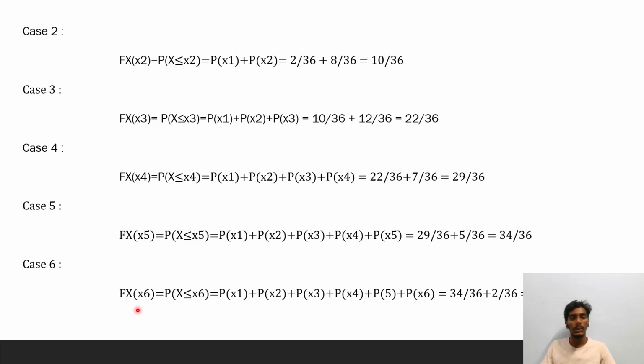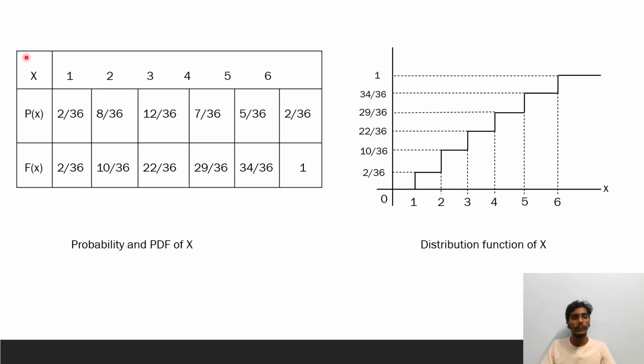And the last event, x6: the probability of getting x6 is equal to adding all events, event 1 to event 6, that equals 36 by 36. So the value is equal to 1. We took random variable x and the events are 1 to 6. We know the probabilities of the events 1 to 6, where event 1 got 2 by 36, event 2 got 8 by 36, event 3 got 12 by 36, event 4 got 7 by 36, event 5 got 5 by 36, and the last event 6 got 2 by 36. So we calculated the distribution function of the events.